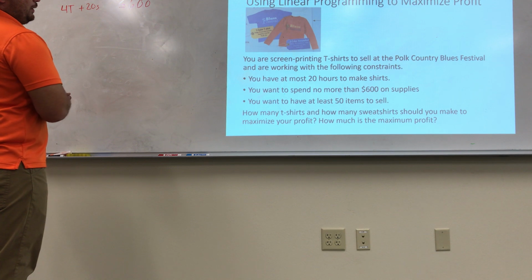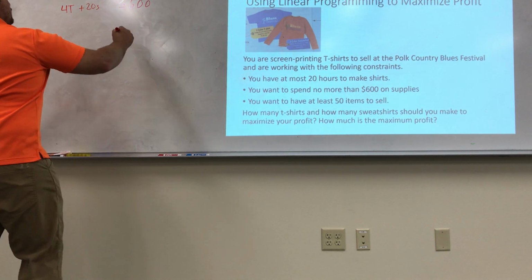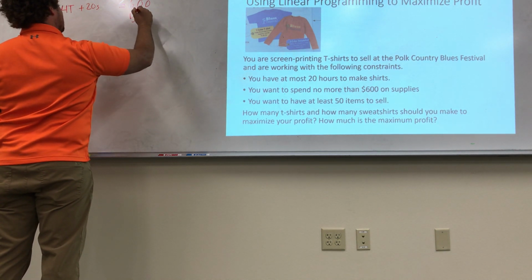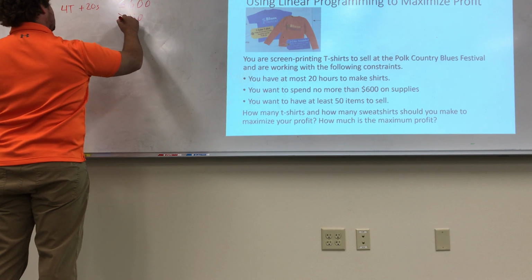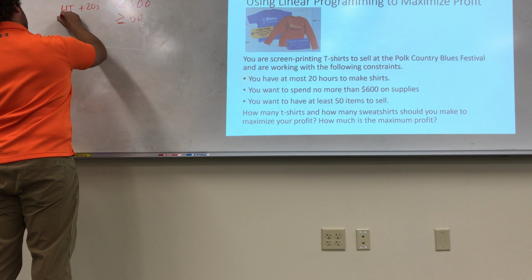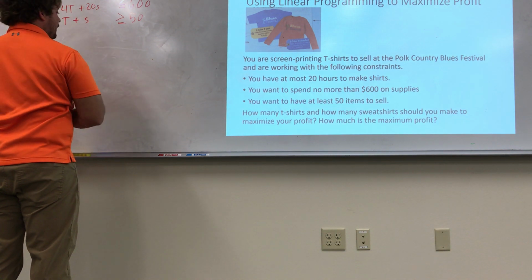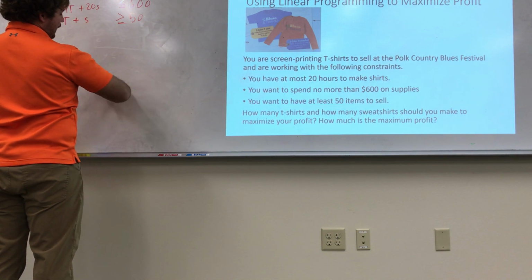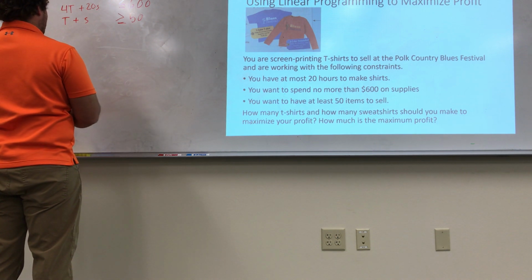You want to have at least 50 items to sell. Well, 50 is going to be less than or equal to, because we have to have at least. So you have t-shirts plus sweatshirts has to equal that. Now, the one thing we don't have a whole lot of information on is our profit margin.